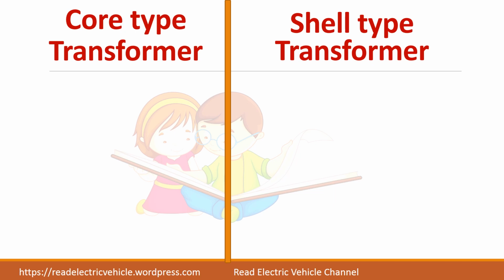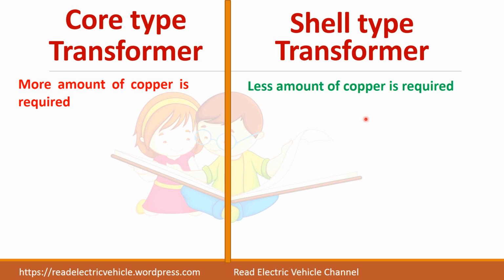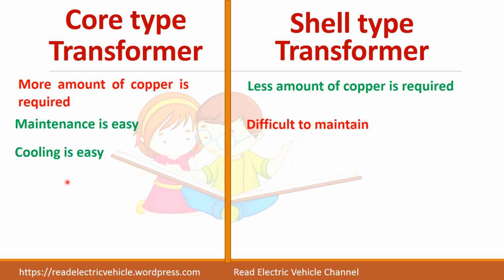In core type transformer, the copper requirement is more compared to the shell type transformer. Moreover, the maintenance will be easy in case of core type transformer because you can easily remove the primary winding or secondary winding because they are separate. Whereas in case of shell type, it will be difficult to remove the windings for maintenance. And in core type, natural cooling is possible, whereas in shell type, the cooling is not that efficient as the windings are tightly packed.